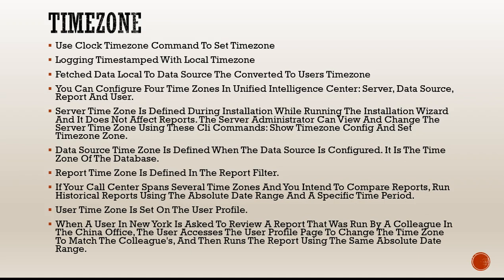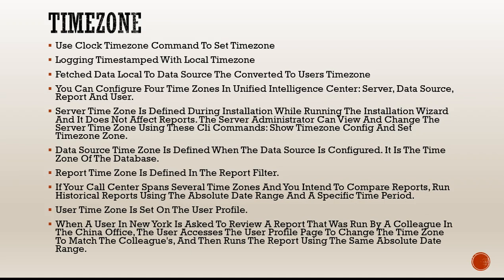There are four time zones in the Unified Intelligence Center server data source. The time zones that we can configure are the server, the data source, report, and the user. So we can have several time zones if they are required. The server time zone is defined when you do the installation wizard and does not affect the reports. The server administrator can view and change the time zone using the CLI command show timezone config; set timezone can be used to modify those.